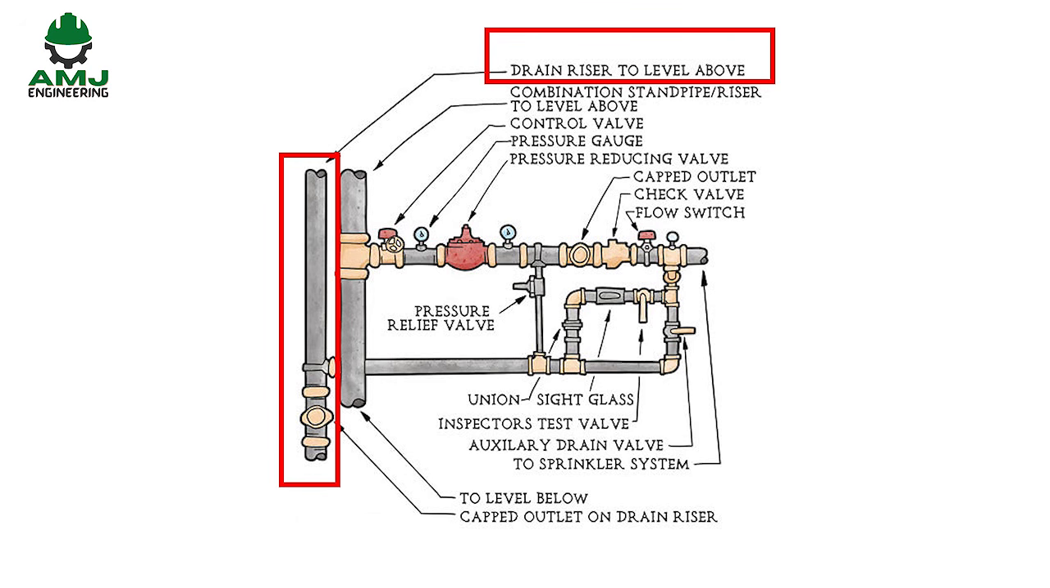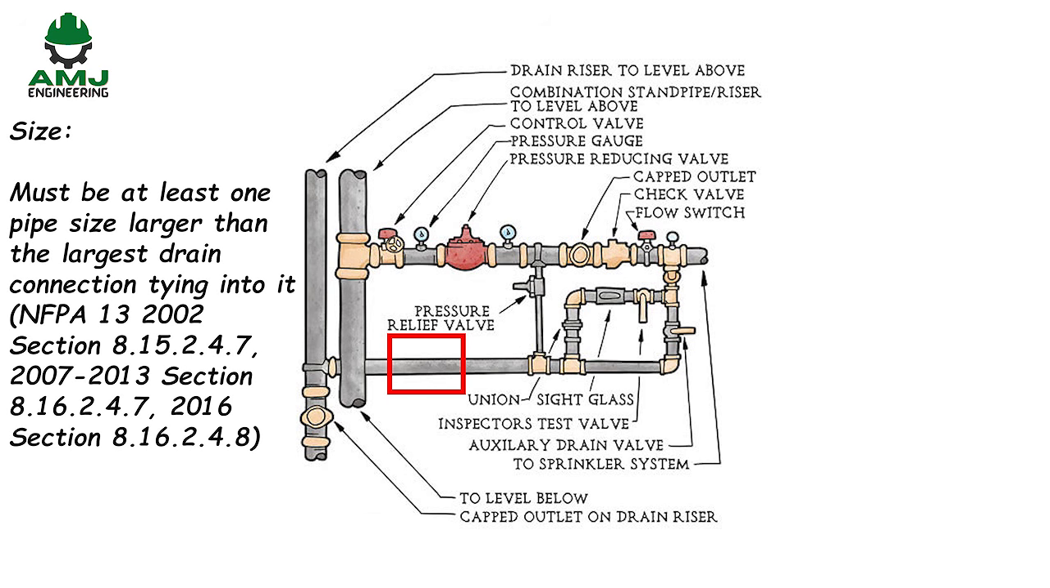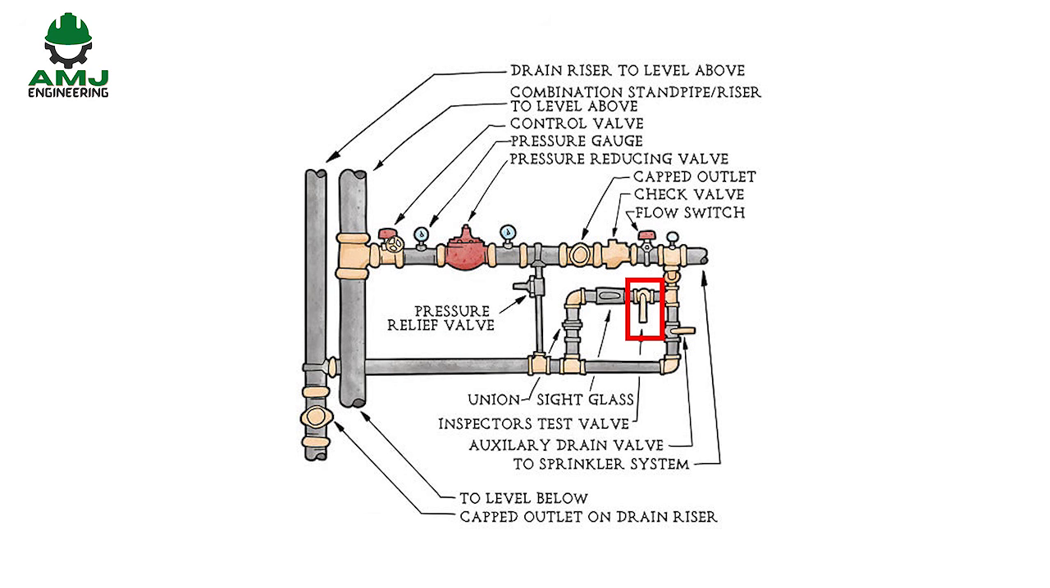Drain riser. Discharge must be to outside or to a drain capable of handling the flow. Size must be at least one pipe size larger than the largest drain connection tying into it. Inspector's test. Must be accessible and must discharge outside or to a drain capable of handling flow. Must be downstream of the water flow alarm. Pressure gauge. Required at each floor control valve.